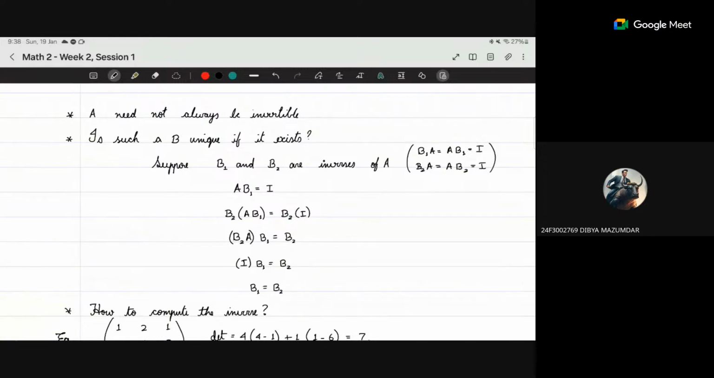No, at first you are saying that B1A equal to AB1 equal to identity matrix. Yes. But the second condition, B2A equal to AB2 equal to I. In this place, you are assuming two conditions in the same way. Yes, I am saying that suppose there are two matrices which are inverses of A. B1 and B2 both are inverses. What is an inverse? An inverse satisfies these conditions. So B1 is an inverse, and B2 is also an inverse.